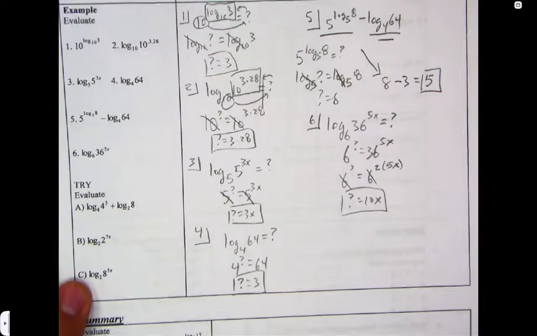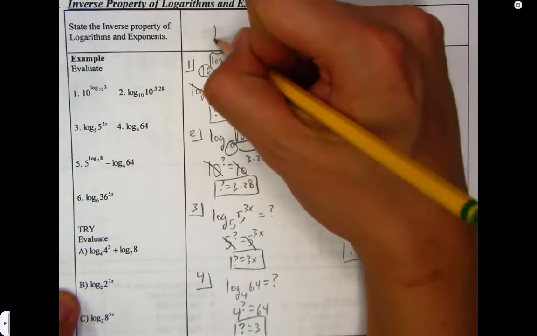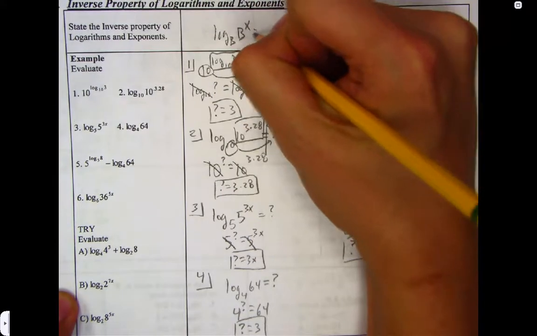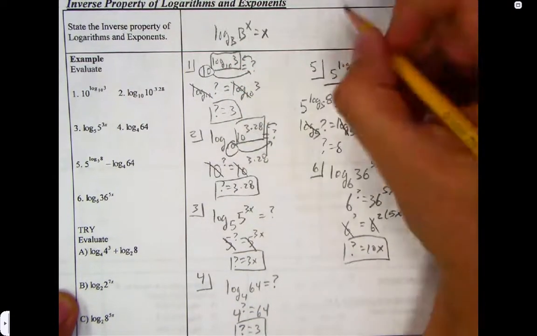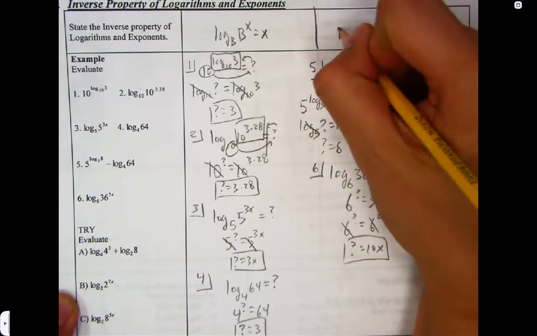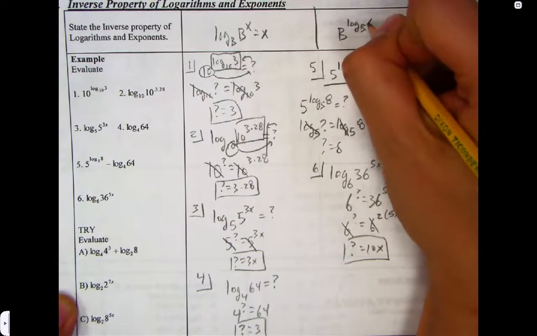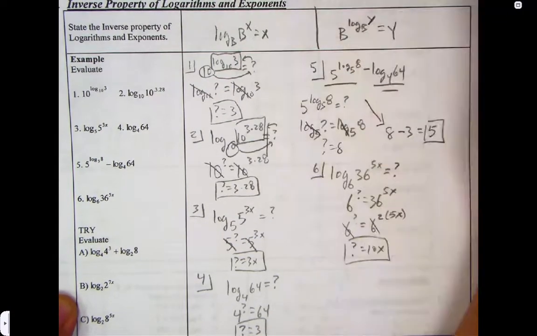Now that I know that, I'm going to go ahead and state the inverse property. The inverse property says if you have a log of a base of another base to an exponent of x, this will equal x. Now you can do vice versa. If you have a base and you have an exponent of a log of the same base, we'll call it y, this is equal to the letter y.